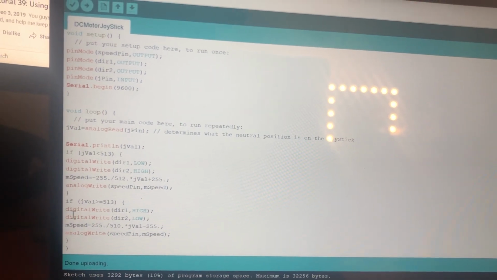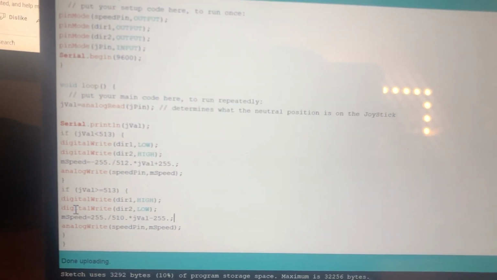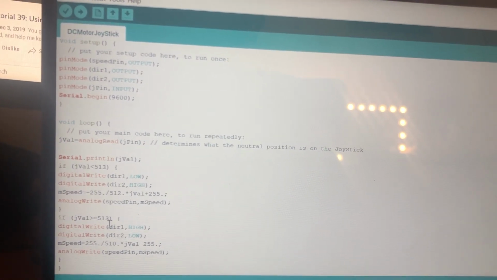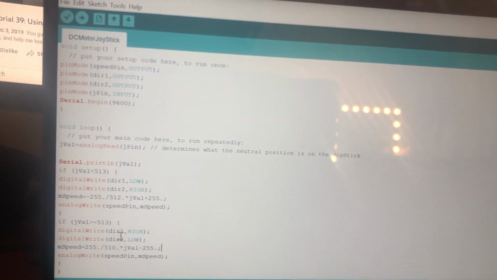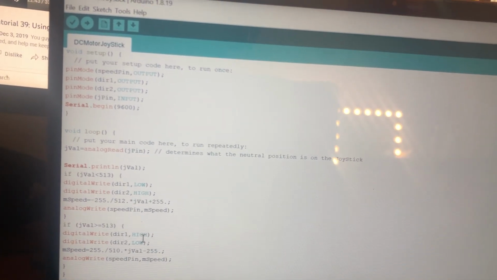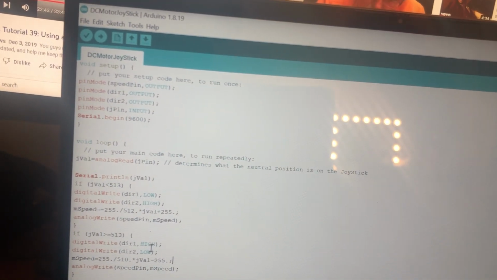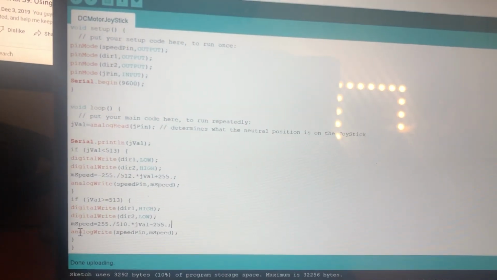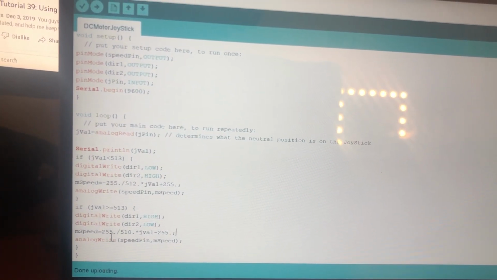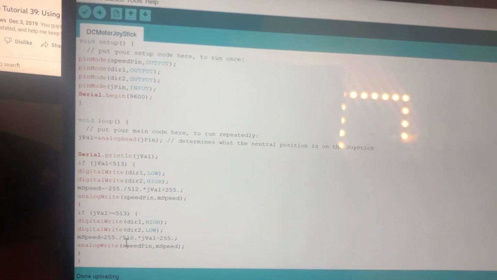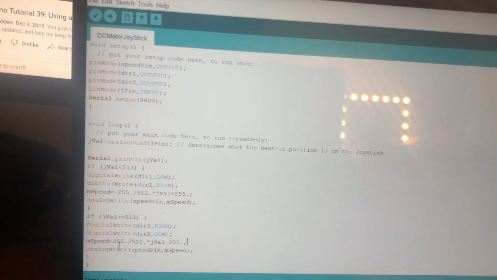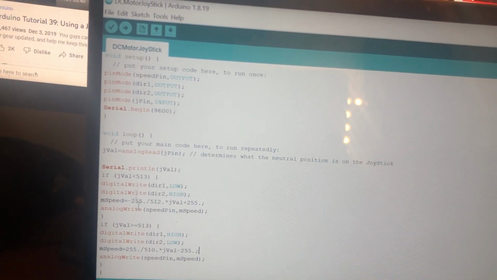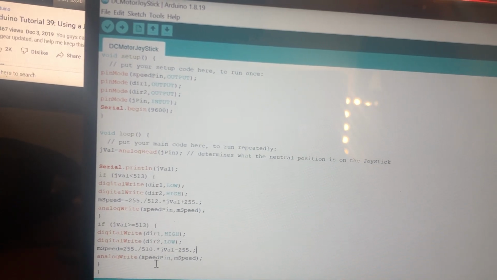And so we have to set another if statement for the other direction. If the J value is above or equal to 513, which is our neutral value, we are going to digital write direction 1 to high, set as the forward direction. For my fan, forward direction is clockwise, and counterclockwise was the backwards direction. So we have an equation that we calculated, finding the equation for that positive line. It's basically the same thing, and the J value is going to be pulled from here, and that's going to give us the speed of our fan.